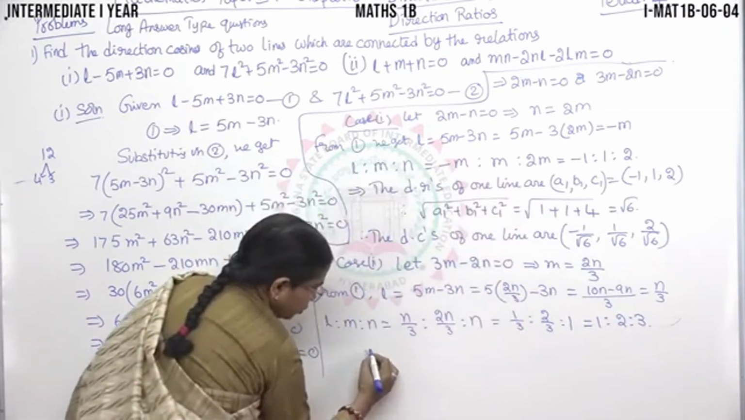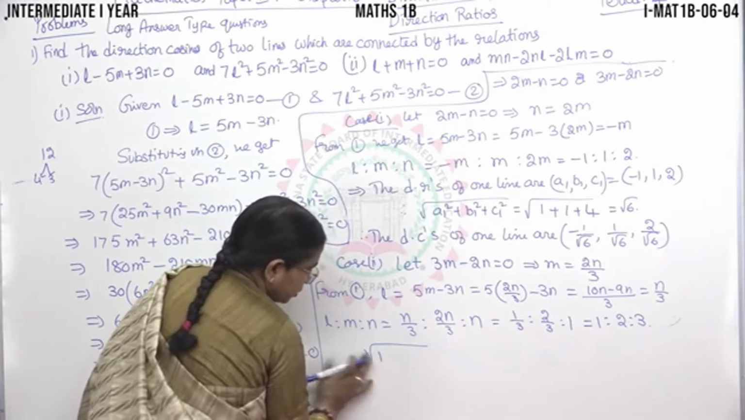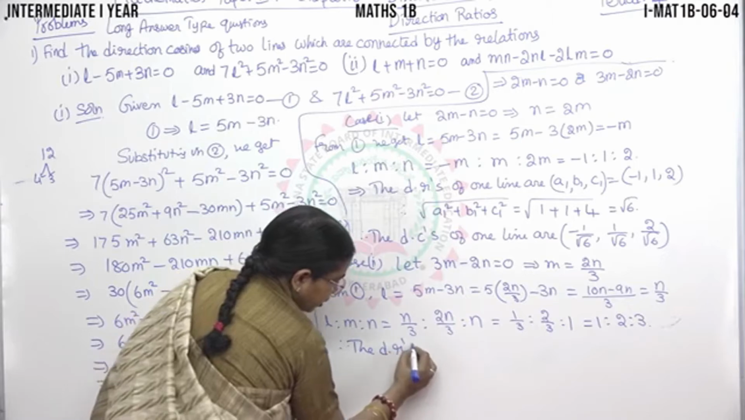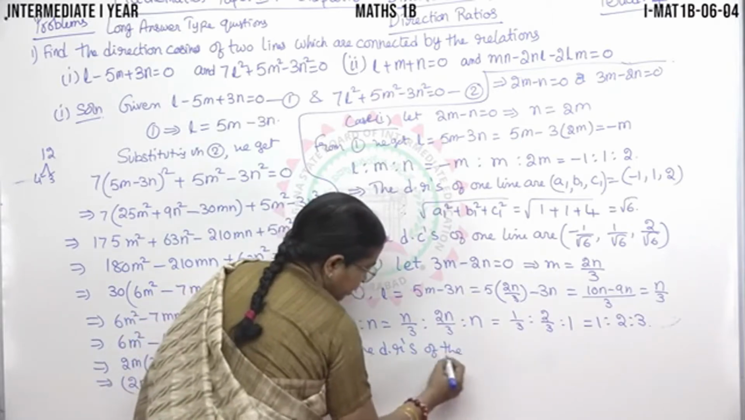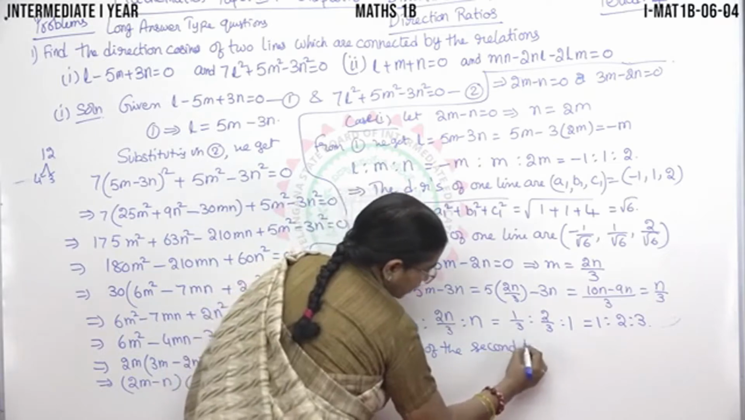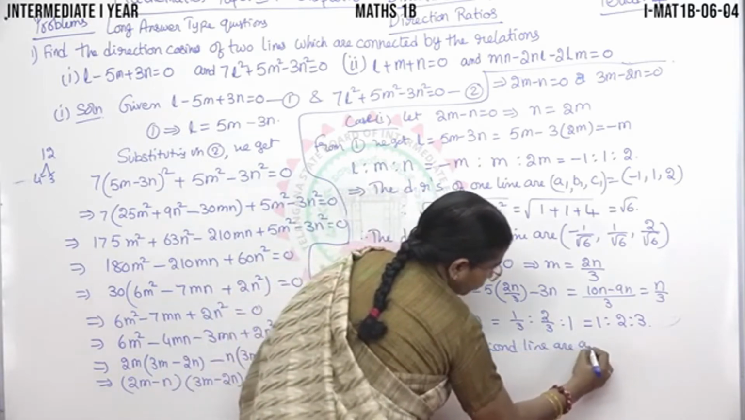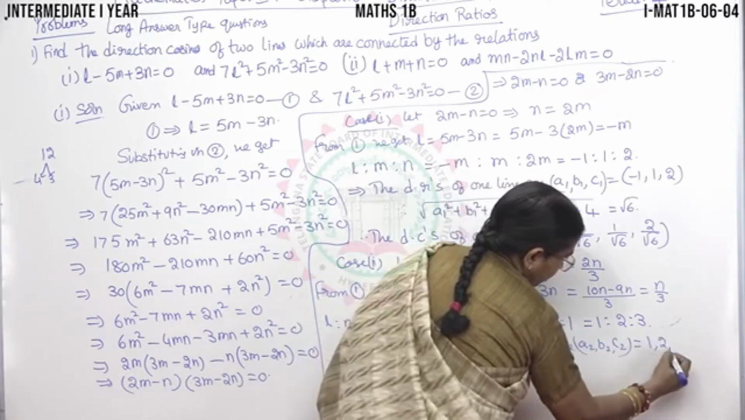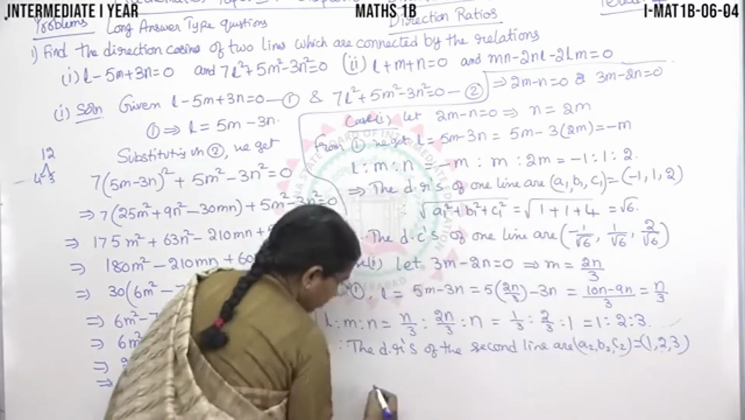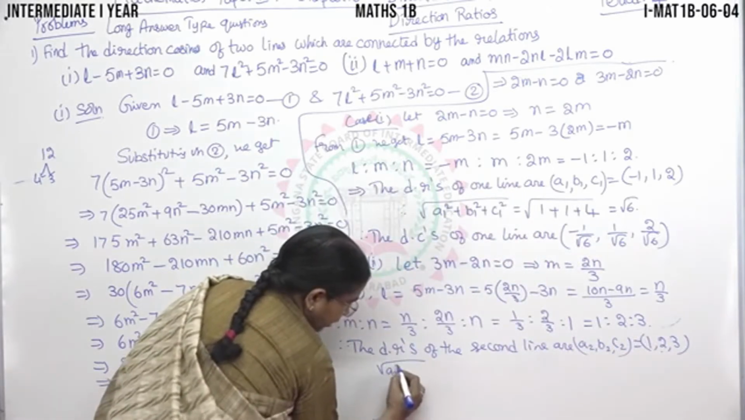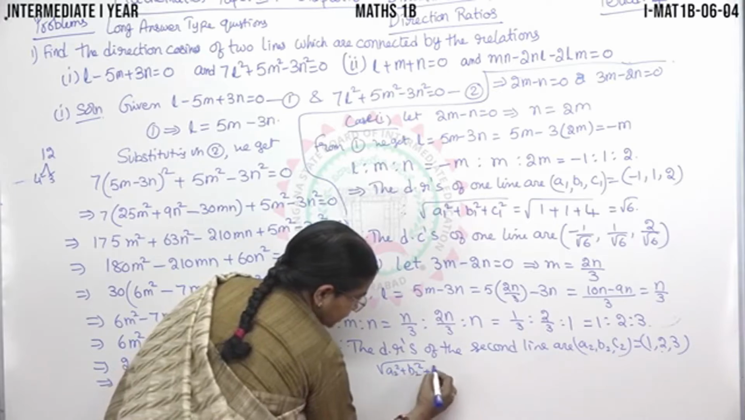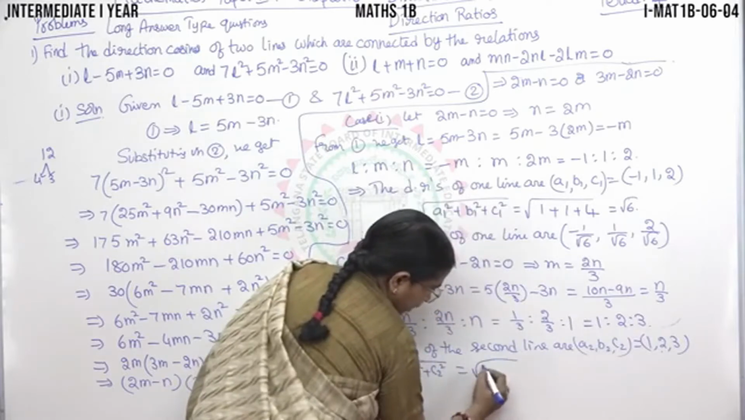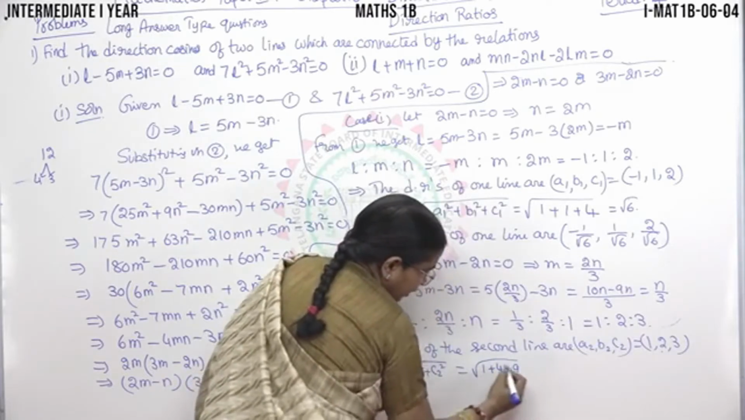Now you find out the root of 1 square plus... So therefore we'll write, the direction ratios of the second line, a2, b2, c2, are equal to 1, 2, 3. Now just find the root of a2 square plus b2 square plus c2 square. So that becomes 1 square plus 2 square plus 3 square. So 1 plus 4 plus 9. So that is root 14.